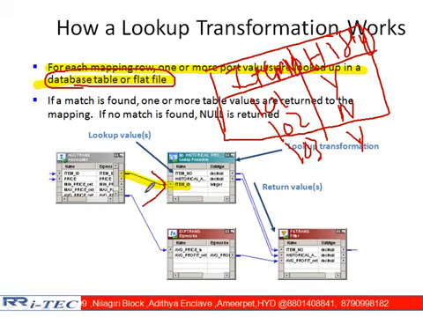Whenever I give the input as 101, is 101 available in the flat file or not? It is available, so it is going to pass the item number 101 and the historical ID, which is Y. Suppose the input is coming as 104. 104 is not at all available in this table, so it is going to pass the null value.